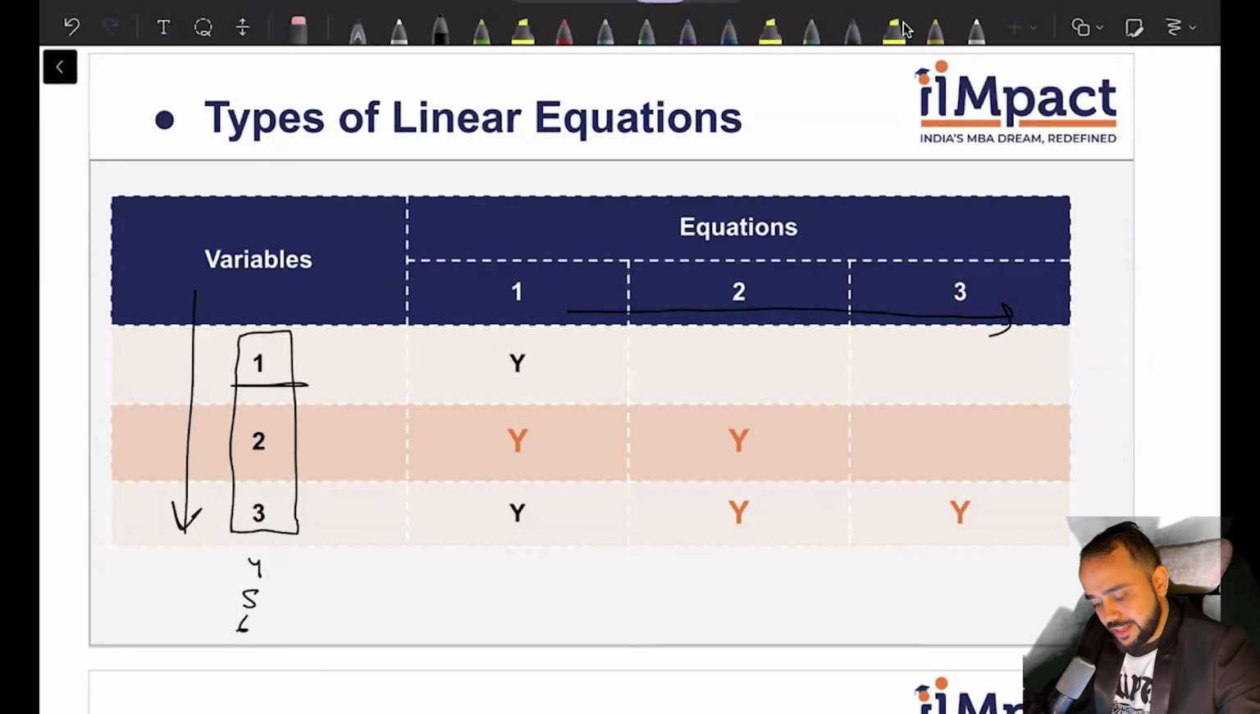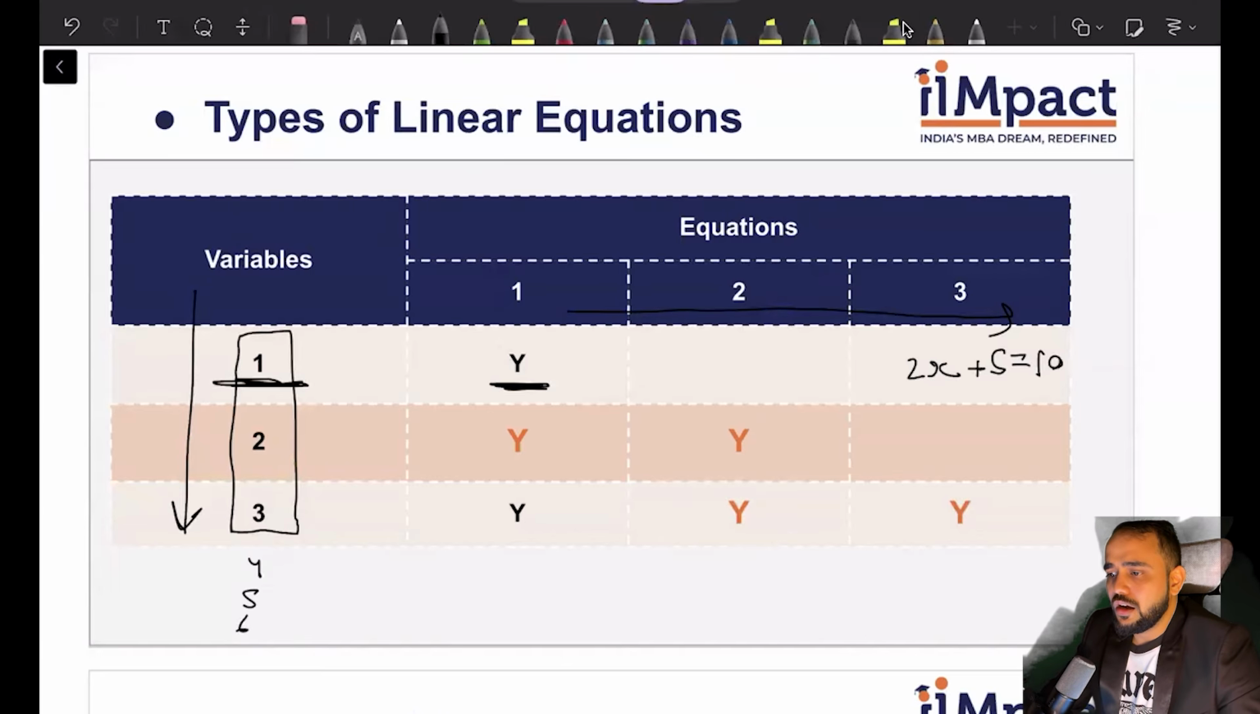Now, if you have one variable and one equation, this is a very standard, very basic sort of thing, something you probably deal with mentally. For example, 2x plus 5 is equal to 10. You don't really need to write the equation for this. You can simply say that x is equal to 5 by 2. All right.